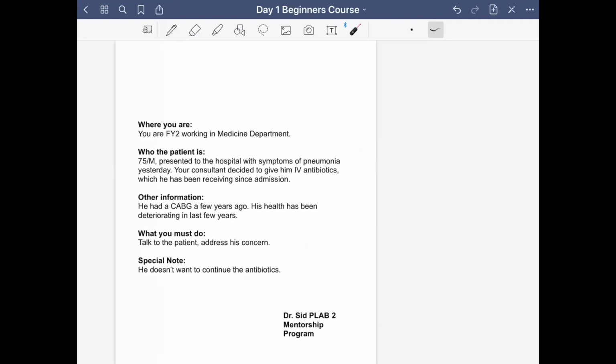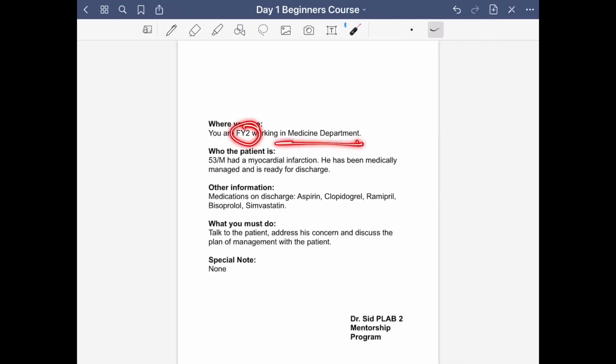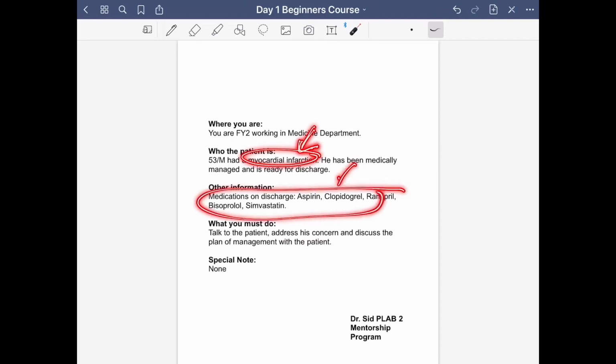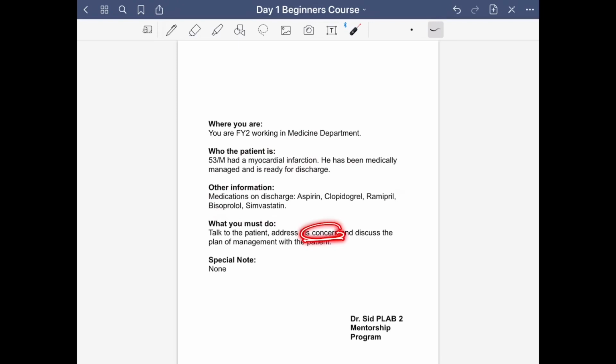Let's take the other example. FY2 working in the medicine department, a 53-year-old male had a myocardial infarction. He has been medically managed and is ready for discharge. Medication on discharge is aspirin, clopidogrel, ramipril, bisoprolol, and simvastatin. Talk to the patient, address his concern, discuss the plan of the management. So you have got the name of the medication, you have got the name of the disease, and you have to address his concern. Most probably this is a counseling based station, and you know how to manage the time when it comes to the counseling based station.